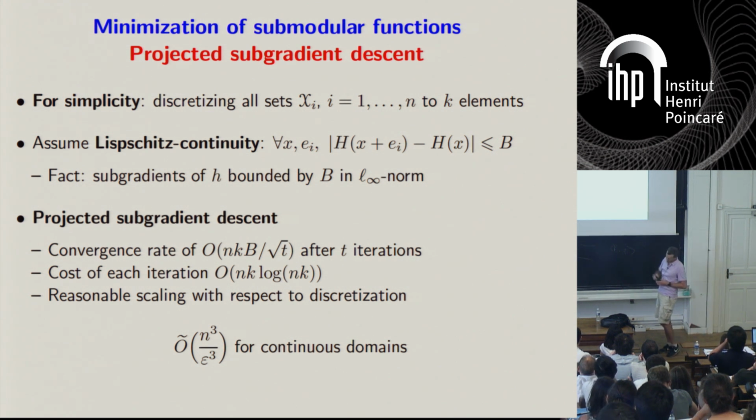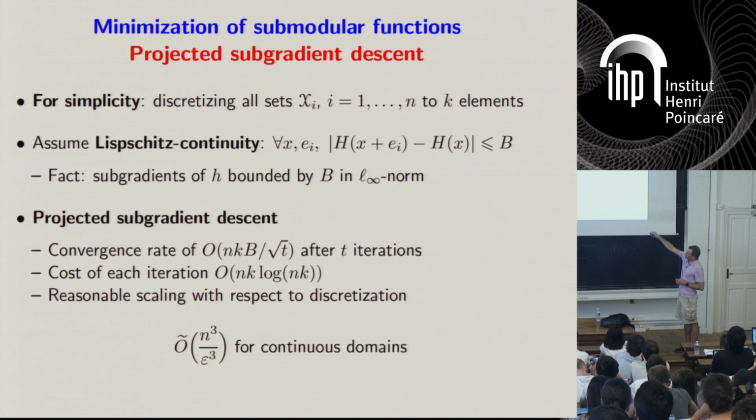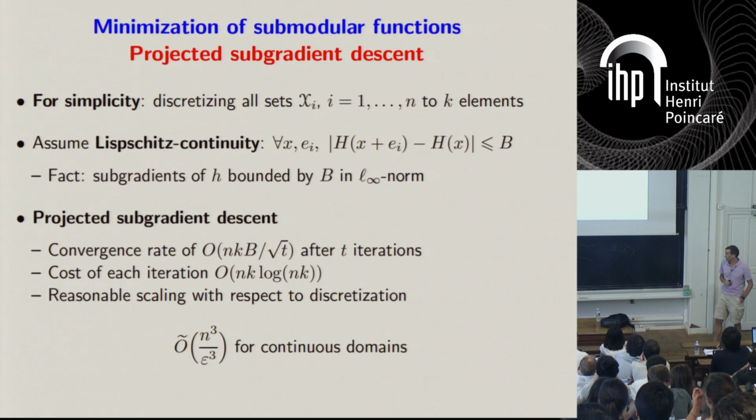This is the complexity, the convergence rate of subgradient descent. This is just the Lipschitz constants. And since every iteration is linear, almost, in n and k, you get that if you optimize over the discretizing grid, you can optimize any continuous submodular function at precision epsilon with a complexity of that kind, like n cubed over epsilon cubed.